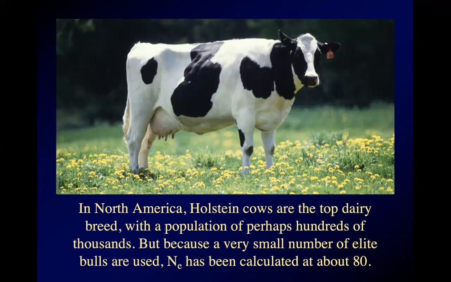So the actual population of Holsteins is showing as much genetic drift as a population of cows where all of the males and females were breeding that was 80 individuals would have. I think I managed to make that sentence come out making sense.